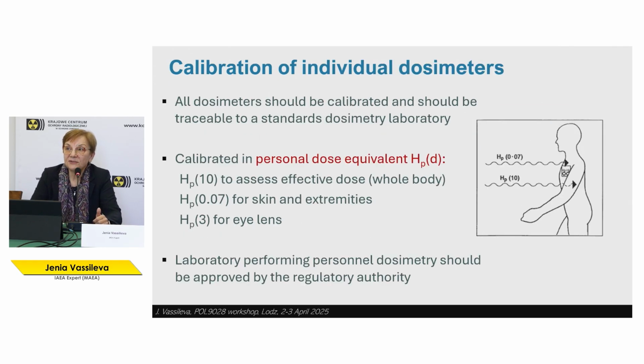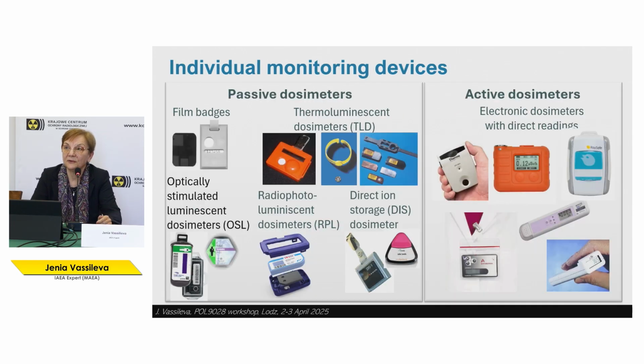Calibration is important. Of course, this is the responsibility of the laboratory performing personal dosimetry. It's a good practice, and it might be required, that such a laboratory is approved by the regulatory authority, because we need a guarantee that all dosimeters are properly calibrated. If it's for the whole body, the quantity is personal dose equivalent at 10 millimeters. If it's for the skin or eye lens, it's a different quantity, so it's important.